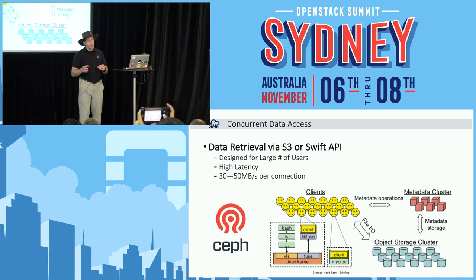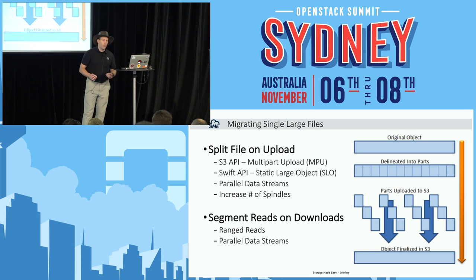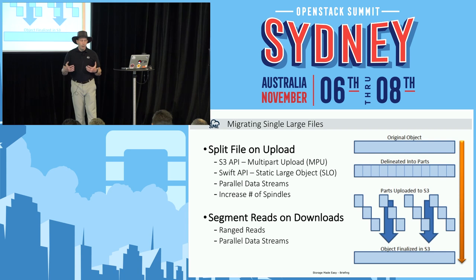Where they don't excel is when I have a single really big file. When I've got that one big file and I want to move it quickly, it's moving it probably at 30 to 50 megabytes a second. Because what does it do? It breaks it up across a number of hard drives, and it's reading it, you know, linearly, sequentially.